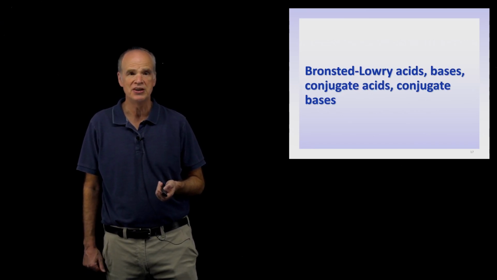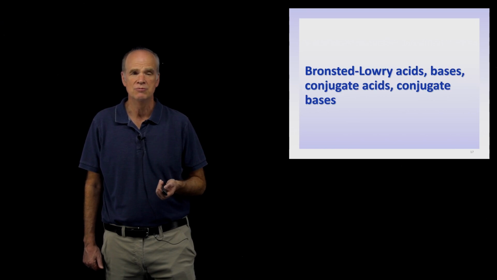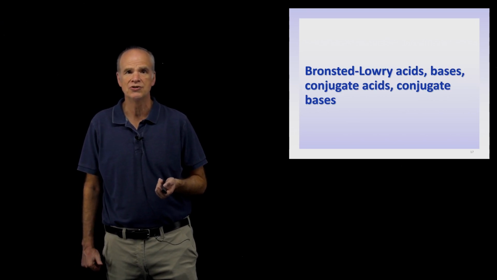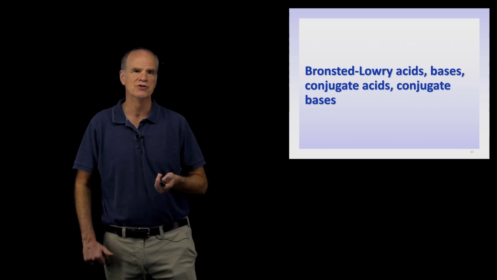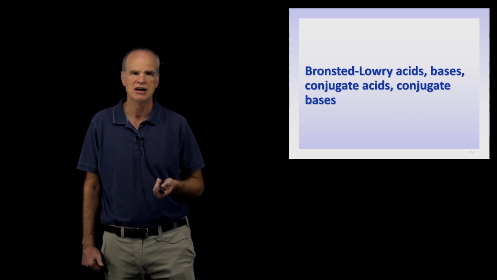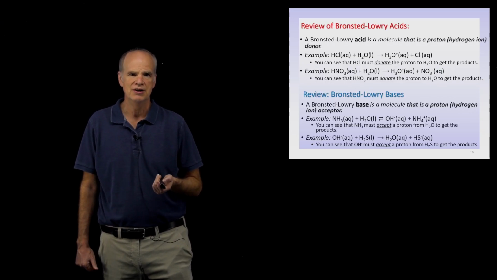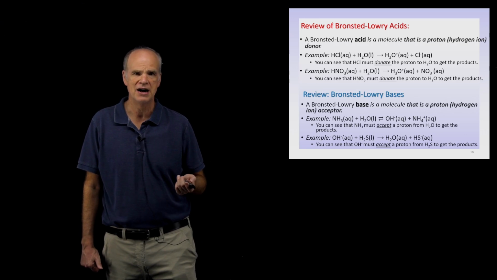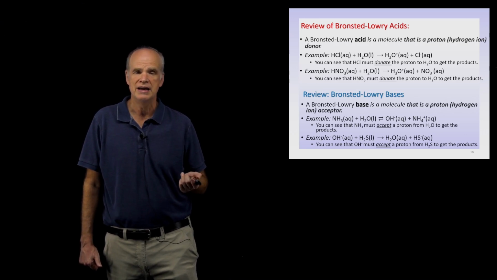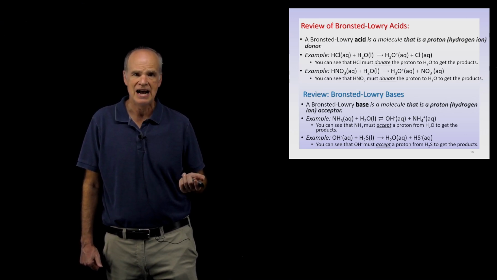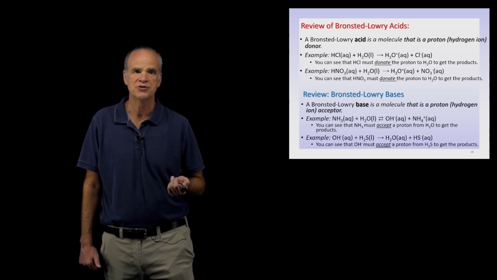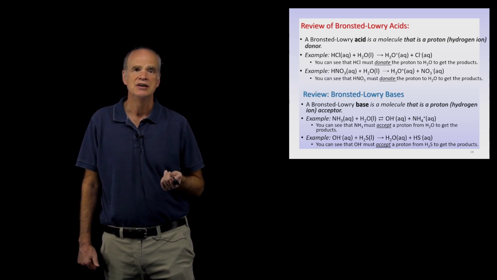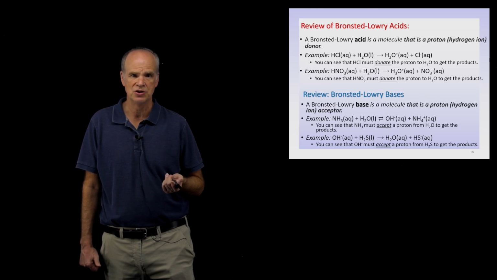And so in this presentation, I want to talk in more detail about what Bronsted-Lowry acids and bases are, and then I'll go over something called a conjugate acid and a conjugate base. As you will talk a little bit more about in a minute, a Bronsted-Lowry acid is a molecule that can donate protons, while a Bronsted-Lowry base is a molecule that can accept protons.